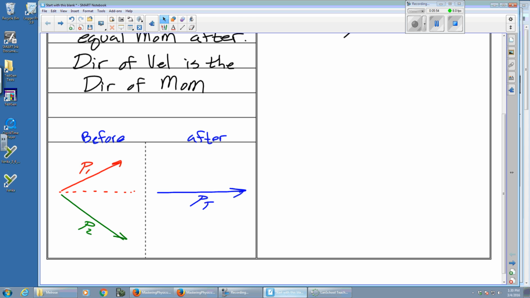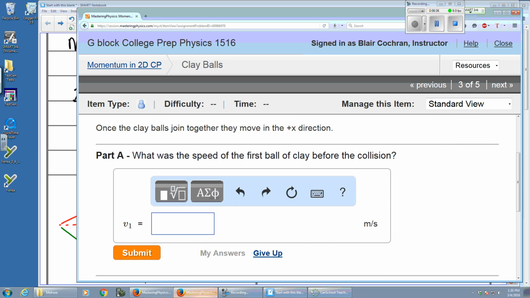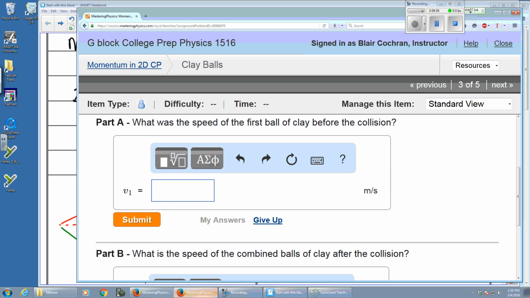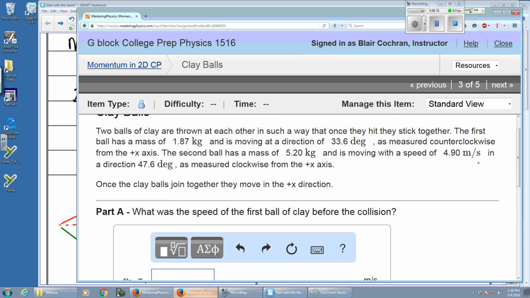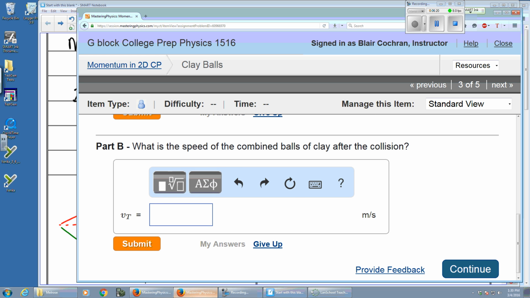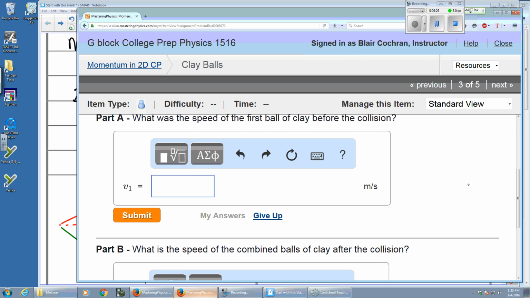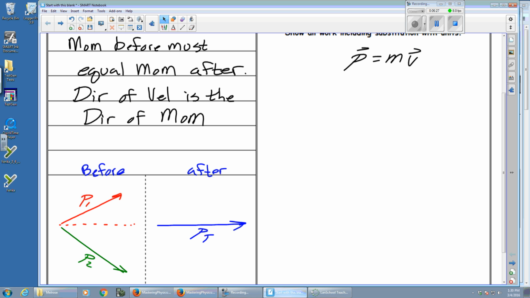So that's the concept that I'm going to use on the how side here, to mathematically find whatever they ask me to find. So let's see what they ask me to find. What's the speed of the first ball of clay before the collision? Because they told me what direction it is, but not how fast it was moving. And what is the speed of the combined balls of clay after the collision? So, got to find some things about speed here.